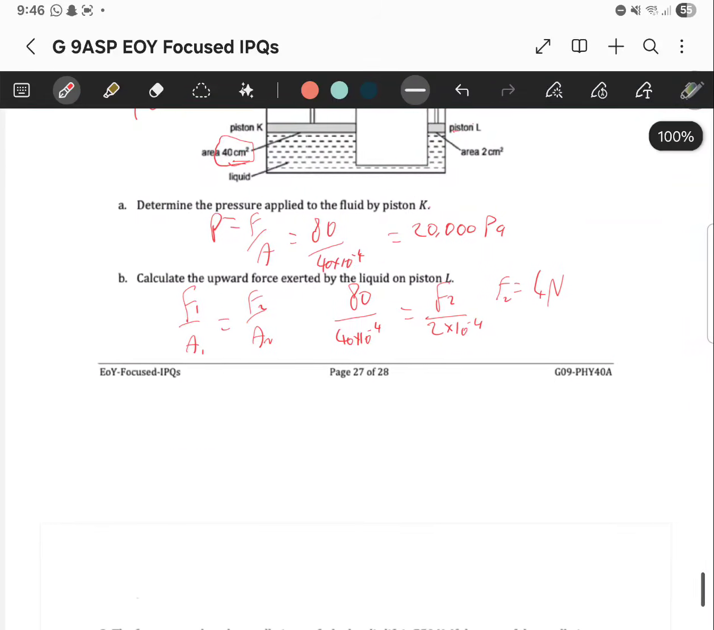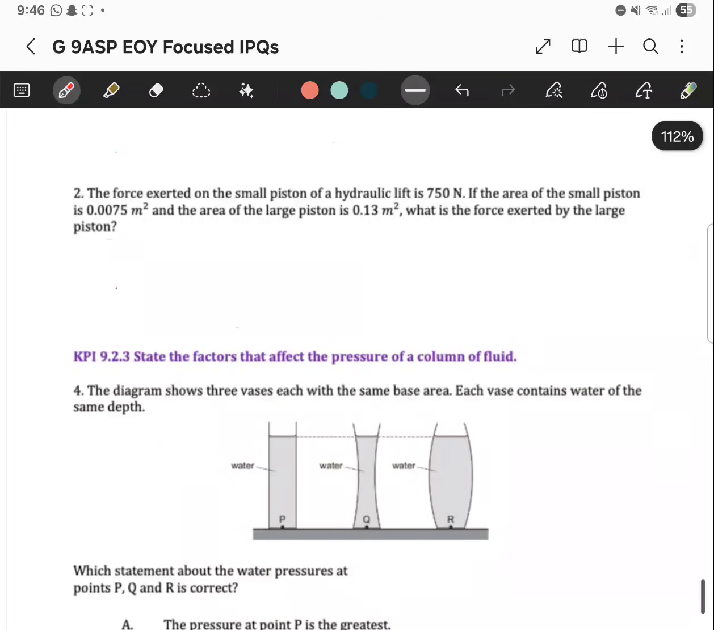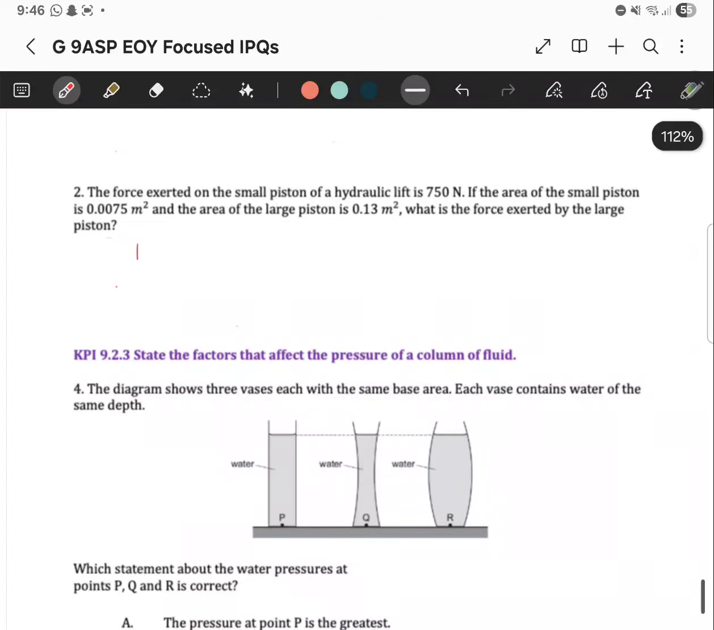Very nice. And we have the last page to do. Nice. Okay, what do we have here? The force on the small piston of the hydraulic lift is this, and the area is that. What is the force exerted by the other one? So I'm just going to go ahead and do the same thing. F over A equals F2 over A2.